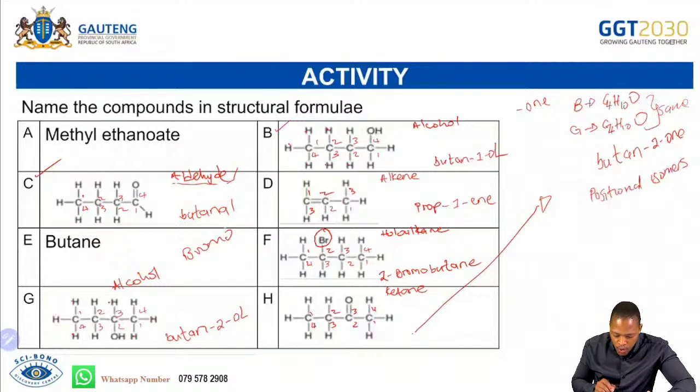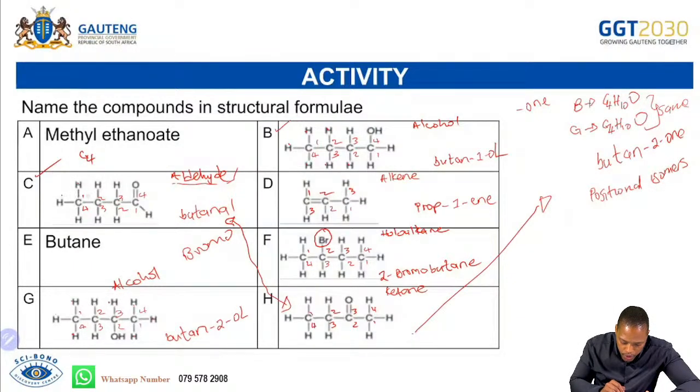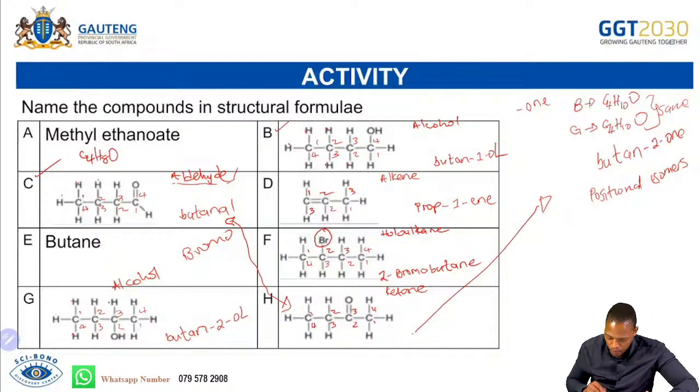Okay, let's quickly look at these two. We look at this one and this one here. Let's do the molecular formula for this one. It's going to be C4, H 1, 2, 3, 4, 5, 6, 7, 8, H8, and then oxygen. So this is for C. And let's look at H. C4, H8, and then oxygen.